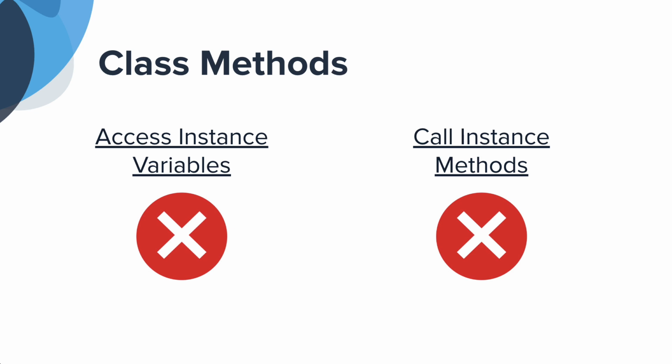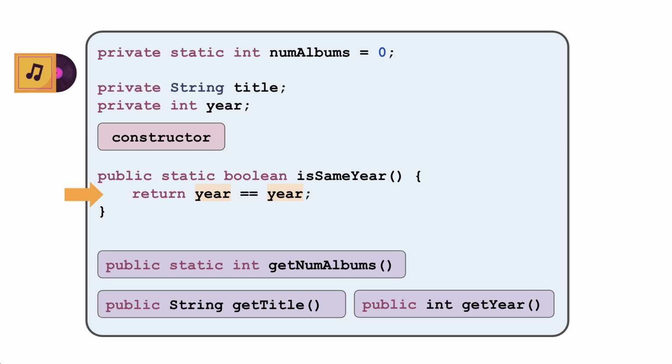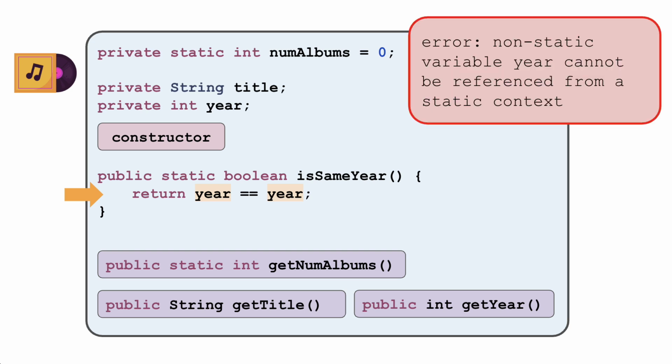On the other hand, class methods are not able to access and change instance variables, or call instance methods. Here, the class method isSameYear attempts to compare the years of two different albums. Logically, there's already an issue, but the program won't even get that far. A compilation error will occur that says non-static variable year cannot be referenced from a static context.